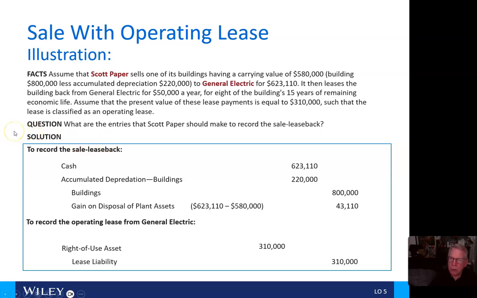So, what are the entries that Scott Paper should make to record the sale-leaseback? To do that, we're going to debit cash for $623,110. We're going to debit and remove the accumulated depreciation here of $220,000 and credit and remove the building for $800,000. And we're going to record a gain on the disposal of the asset of $43,110. And then to record the operating lease from General Electric, we will debit the right-of-use asset of $310,000 and credit lease liability of $310,000.